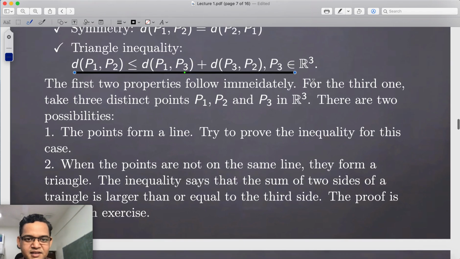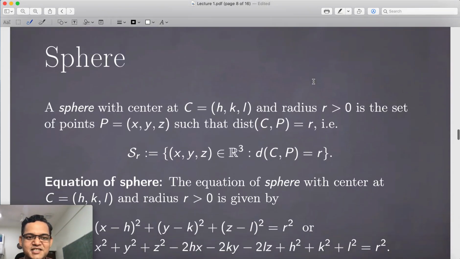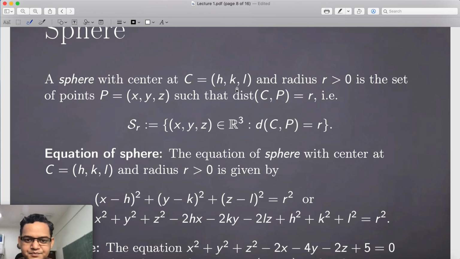Okay, so immediately you can define what a sphere is. In dimension 2 the analog was the circle. So you have a fixed point, and you are talking about the points which are at the same distance from that given point. Same thing you can do over here. You fix a point which we will call the center, with coordinates h, k, l, and take a number r, which is the radius.